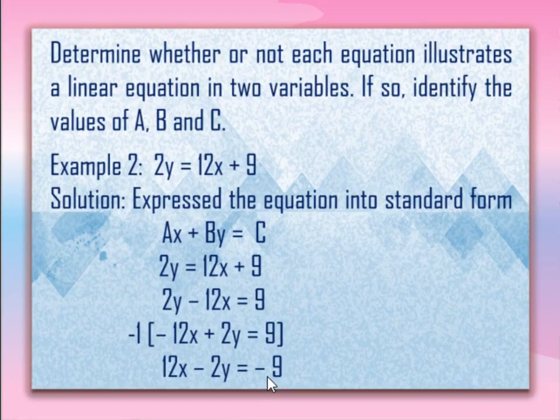This now is already in standard form, and the two variables are both in first degree. Therefore, we can say that this equation is a linear equation in two variables, wherein a is equal to 12, b is equal to -2, and c is equal to -9.